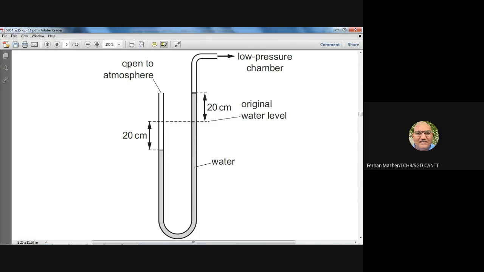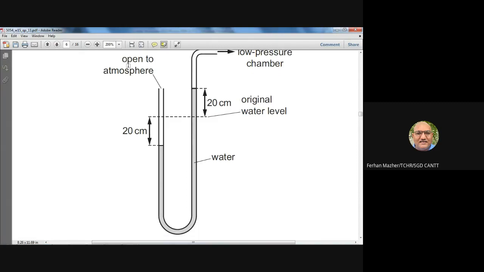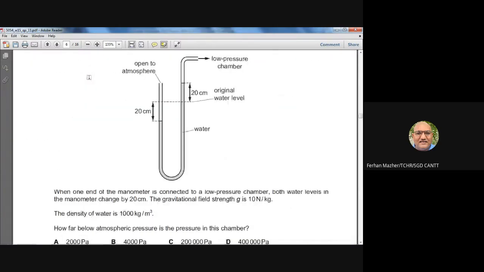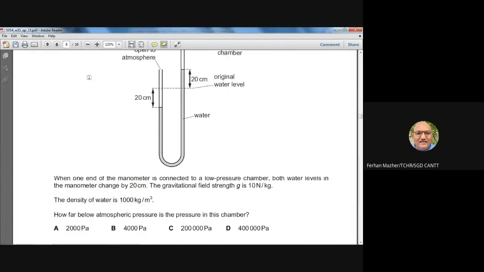But he wants you to convert this into Pascal, I think. Let me check, yeah, he wants the answers to be in Pascal. And we have to tell how far below the atmospheric pressure this is. So it is in centimeters. I will say the pressure in the gas chamber is 40 centimeter of water lower than the atmospheric pressure. So now I will convert this into Pascals. The formula for the pressure of a liquid is rho g h.